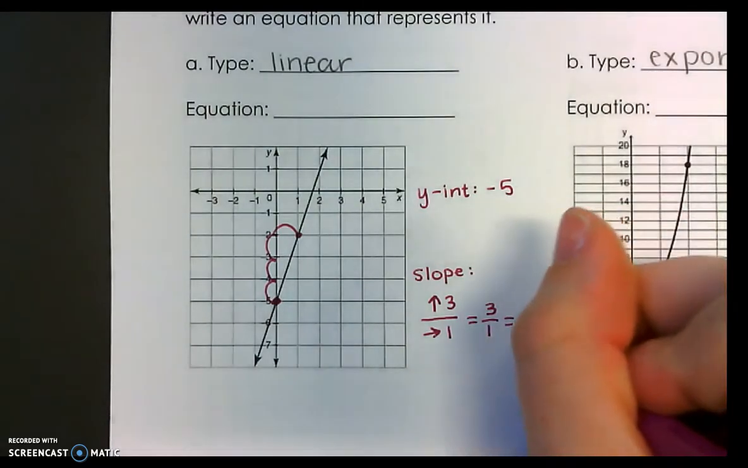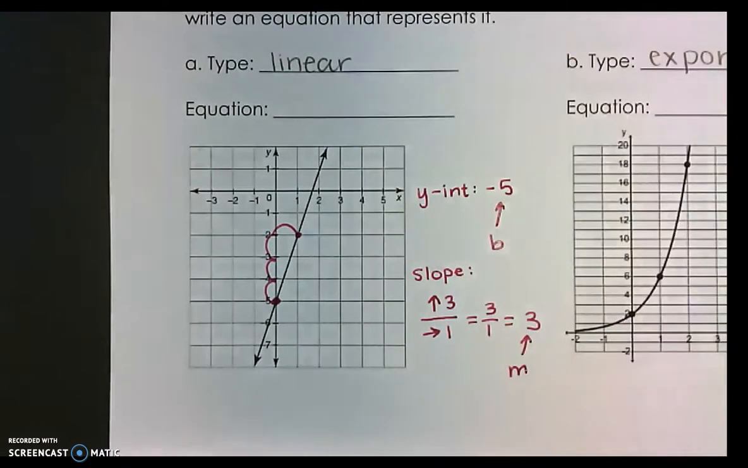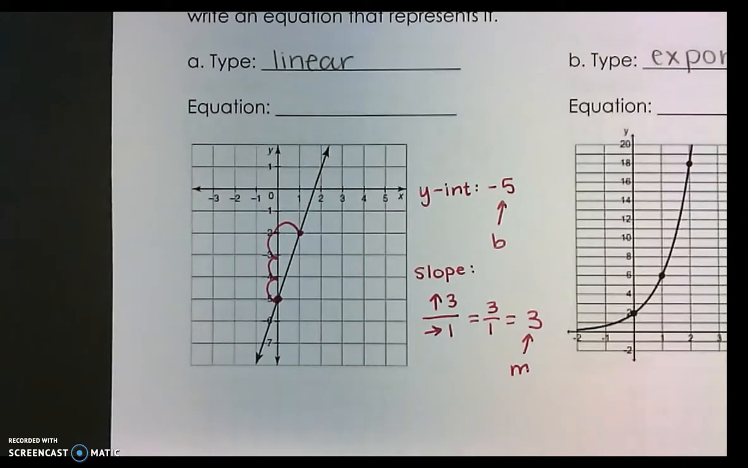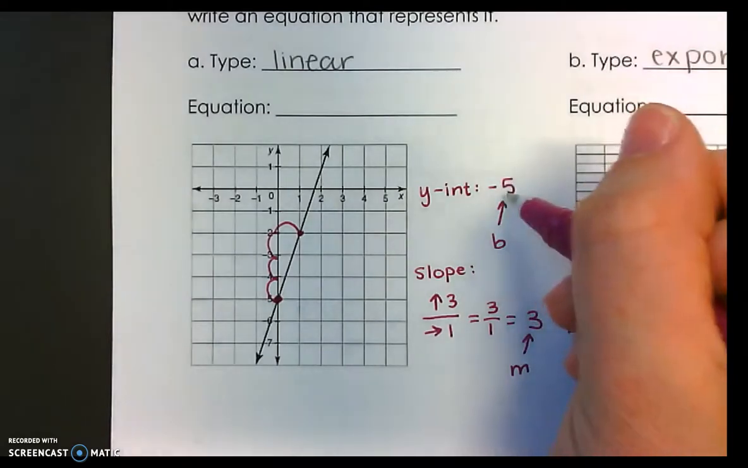So I'm going to plug that in for my m, and -5 in for my b. y equals mx plus b is going to become y is equal to 3x minus 5.